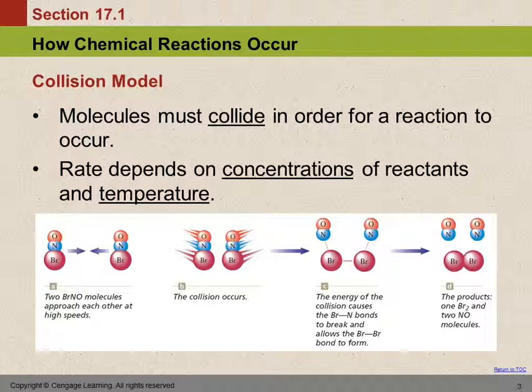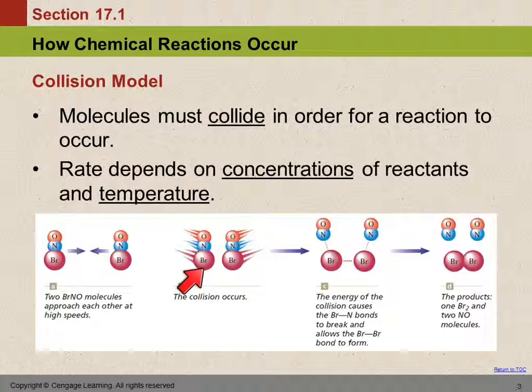And the rate of a chemical reaction is going to depend on the concentrations of the reactants and on the temperature. And it would be really great if I could remember where these slides are going, but I can't, so I'll just keep talking. Let's look at this picture. So here we have two BrNO molecules, and they're approaching each other at high speed. They collide, and a reaction occurs. These are covalent compounds. Bromine, nitrogen, and oxygen are bonded to each other.